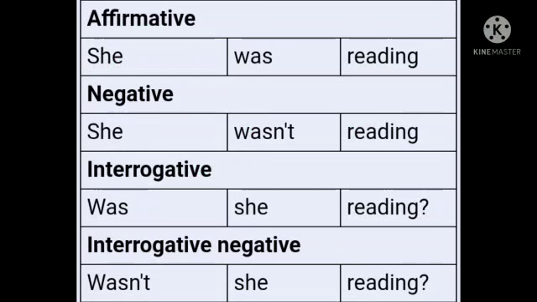Now if we talk about the affirmative, negative, interrogative or the negative interrogative, the sentences would be like this. You can see the example given here: she was reading, that is the affirmative one, and the negative will be she wasn't reading, and the interrogative is was she reading. Or if we have to convert that sentence into negative interrogative, then that will be wasn't she reading.